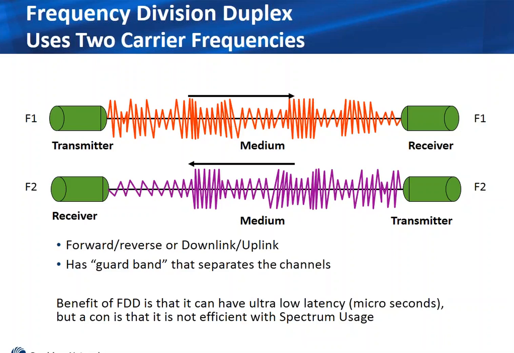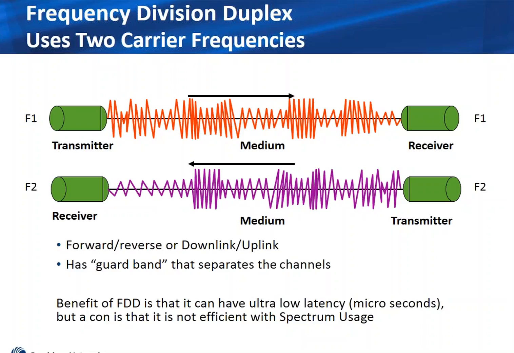There are some benefits of having frequency division duplex type radios. Predominantly what's known about them is that they're ultra low latency because there's no pausing. It's constantly transmitting in one direction, receiving in the other direction simultaneously. So very low, microsecond type of latency with this type of solution.